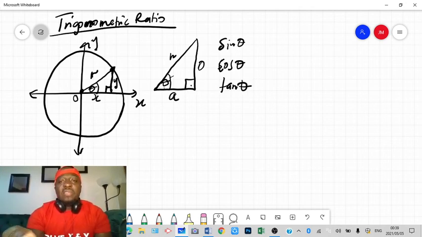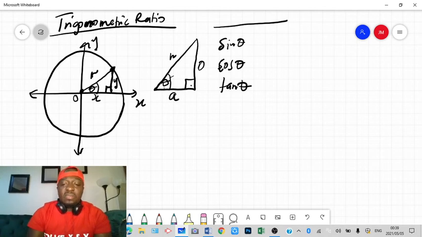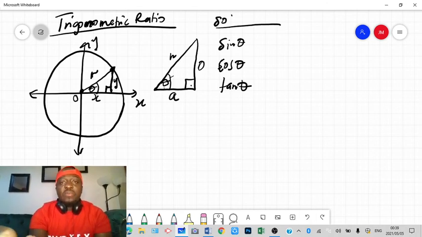All right, the easy way to get this is by using these acronyms, starting from sine, which is SOH, CAH, and TOA.